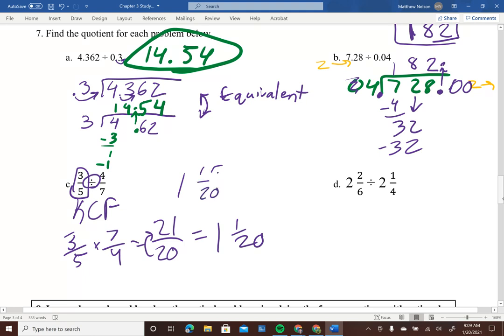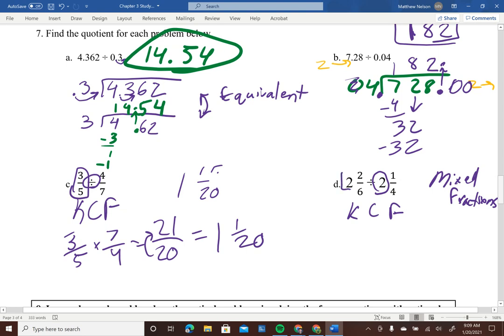All right, now we're going to do the same thing here. Keep, change, flip. But notice we have these big whole numbers in front, which means we have mixed fractions. And we need to get rid of those before multiplying, so we're going to turn them into improper fractions. So we're going to do 6 times 2 to get 12, and then add that 2 on top. All right, so one more time what that looks like.